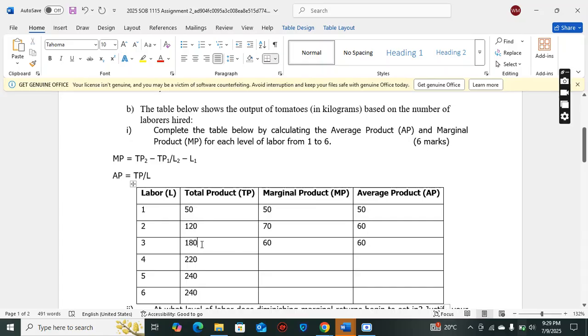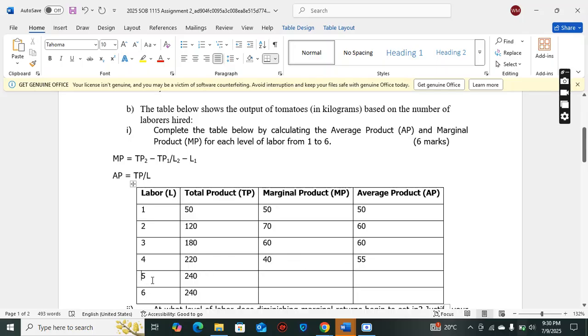Then here, from the third worker, we're going to the fourth worker. So we're going to say 220 minus 180. What do we get? 40. Average product, 220 divided by 4, 55. Yes. So we've seen marginal product is starting to drop now. Average product has also started to drop.